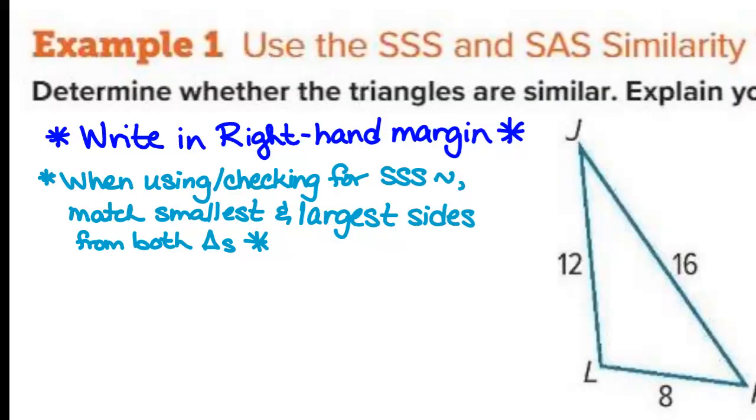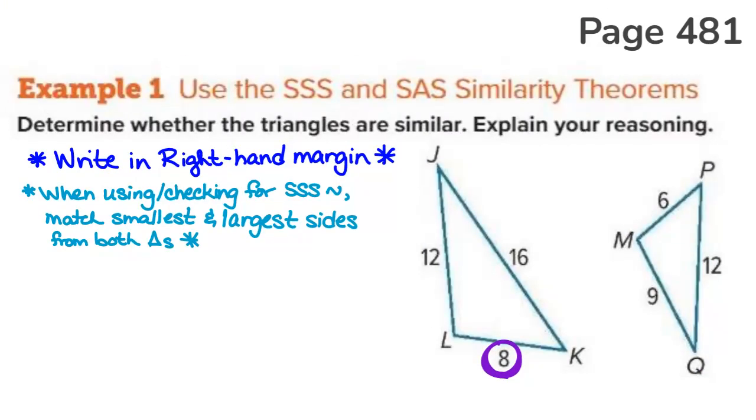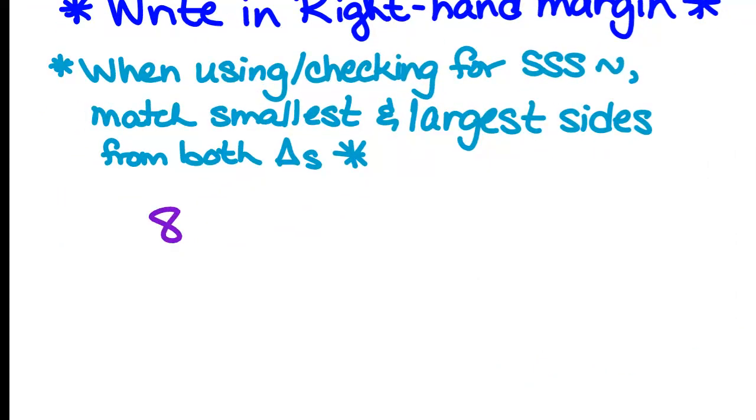All right, so let's practice matching these guys up. What is the smallest side on this left-hand triangle? 8. What is the smallest side on the right-hand triangle? 6. So those are going to have to make a fraction together. Those are corresponding. So I can do 8 over 6, or I could do 6 over 8.